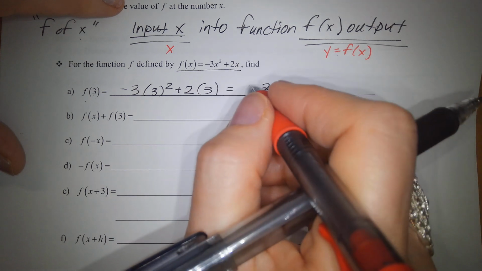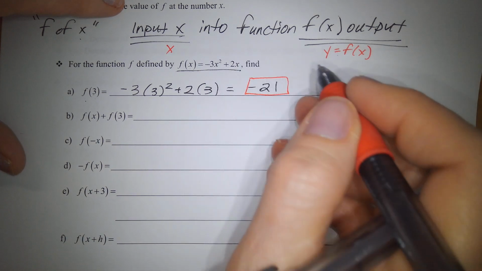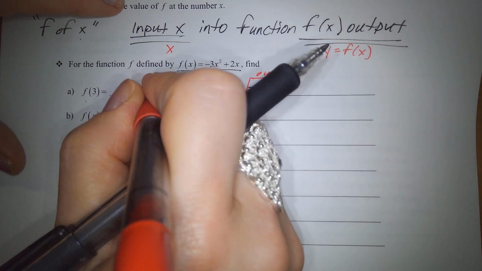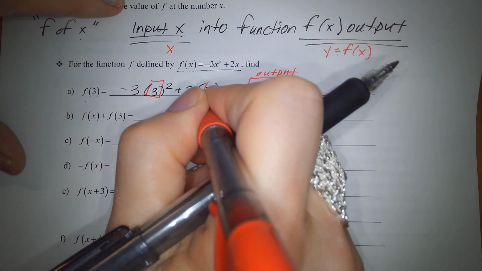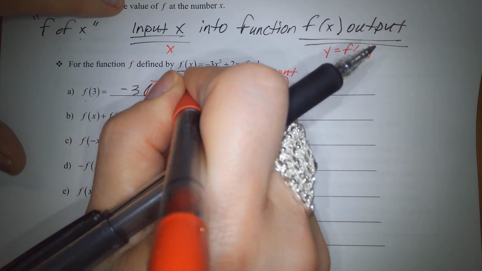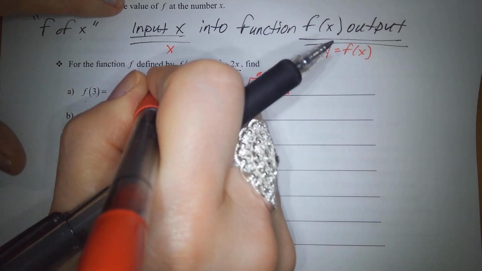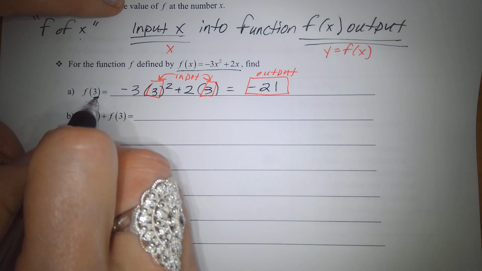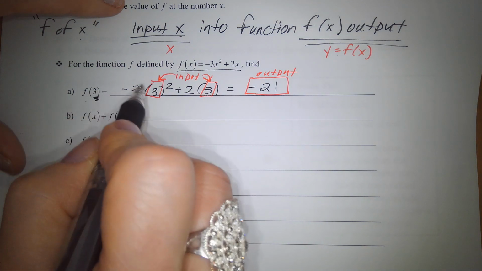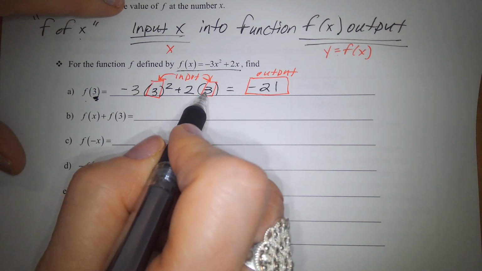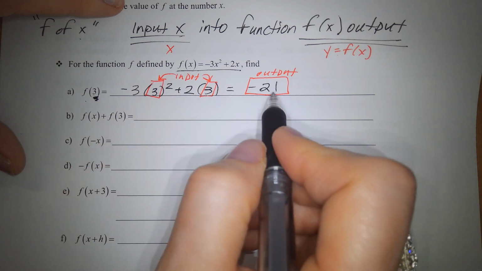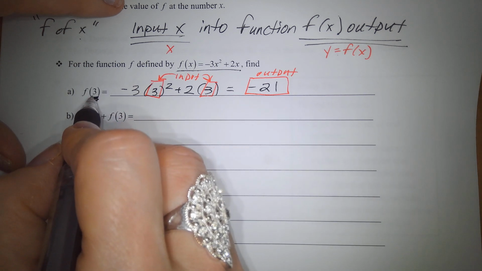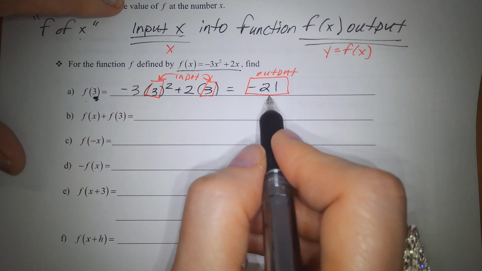Now remember, this is the output. 3 was the input. So the input was the number 3, which was designated by this number here. We took 3 and we plugged it in for x as my input. When you input the number 3, your output will be negative 21. Clearly, if I plugged in a different input, I'll get a different output.